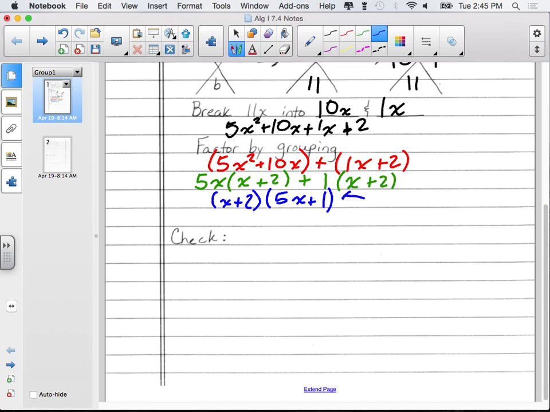So this right here is the factored form of the trinomial we started with. And this would be your final answer.